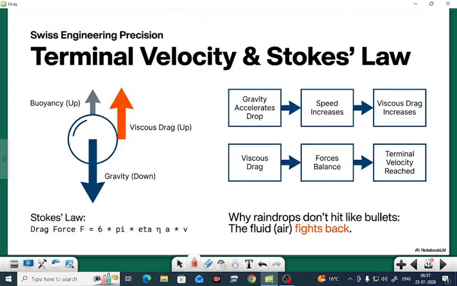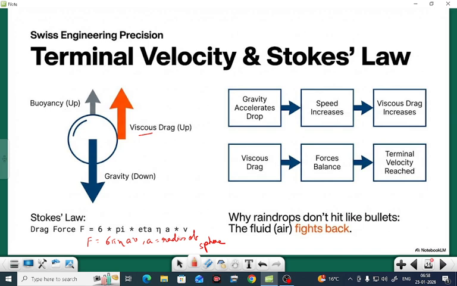Here you see that gravity is balanced by buoyancy and viscous drag. The viscous drag can be found by 6 pi eta a v. That is, F is equal to 6 pi eta a into v, where a is the radius of the sphere.